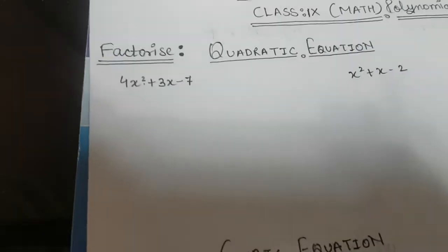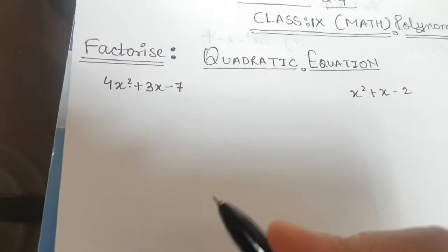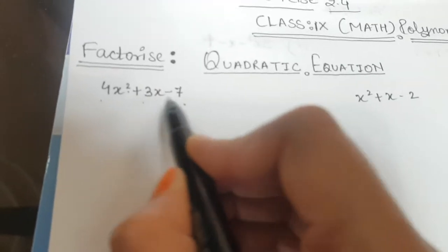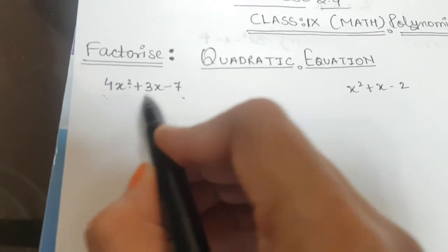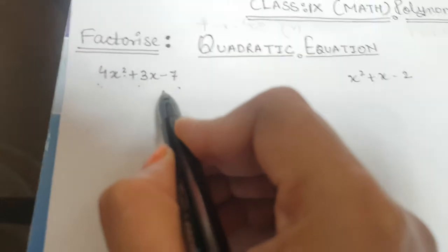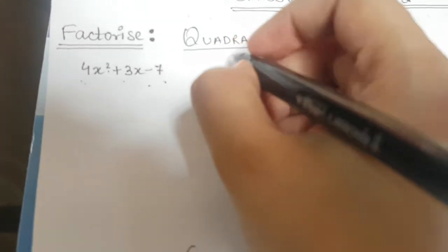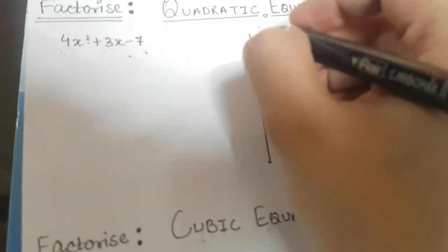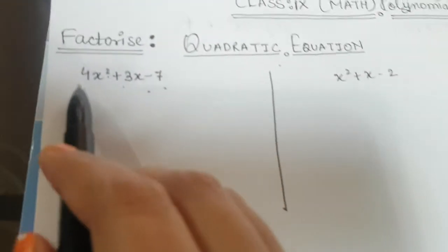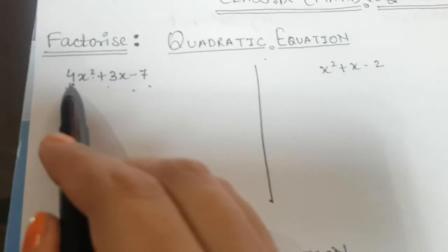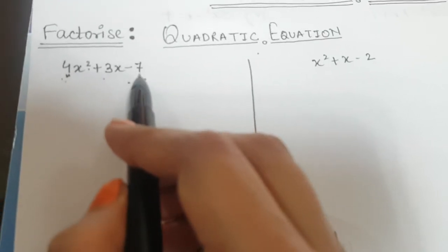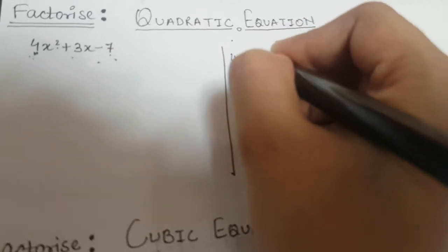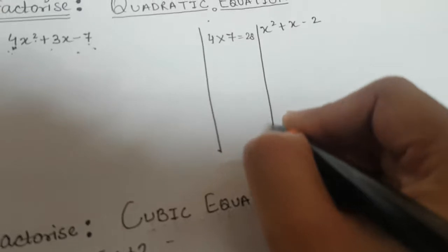So I have written this quadratic equation: 4x square plus 3x minus 7. For factorizing the quadratic equation, we will do it step by step. You can draw a rough margin here. Step 1 is, first you multiply the coefficient of x square and the constant term. Coefficient of x square and constant term. So what is coming? 28.